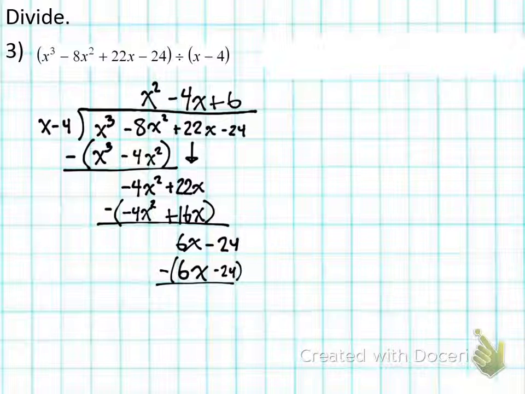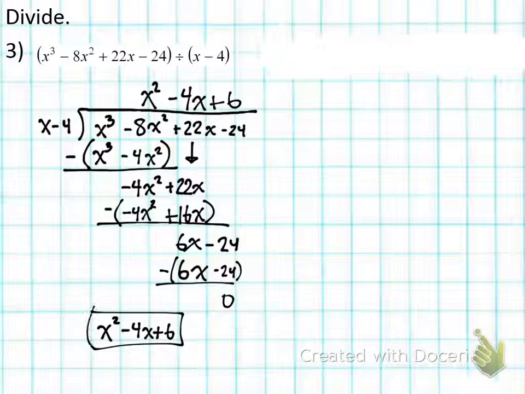Subtract 6x minus 6x is 0. Negative 24 minus negative 24 is also 0. So there's no remainder here, so you just rewrite that final answer as x squared minus 4x plus 6. Does that make sense? Yes or no? Yes. Okay, good.